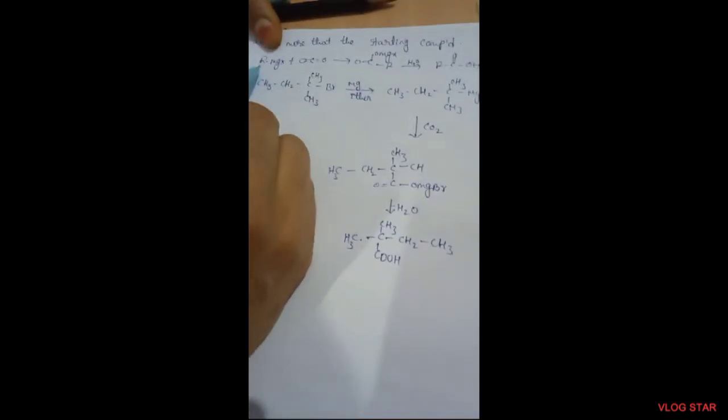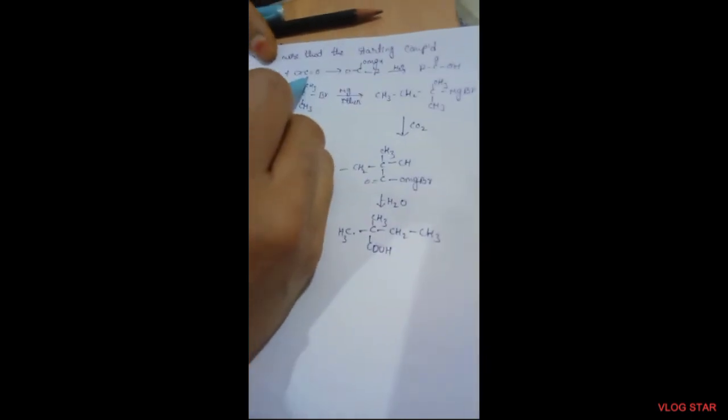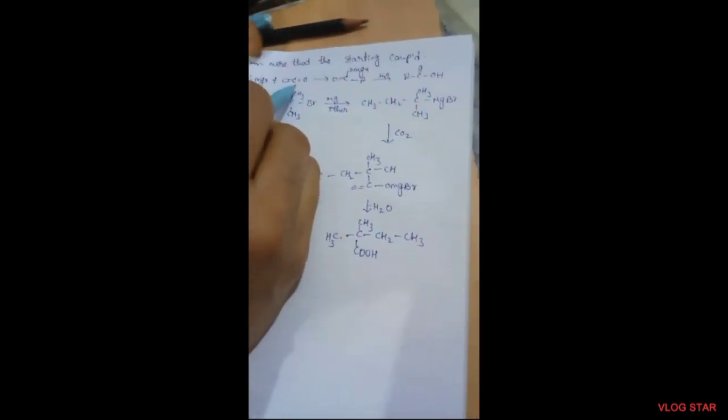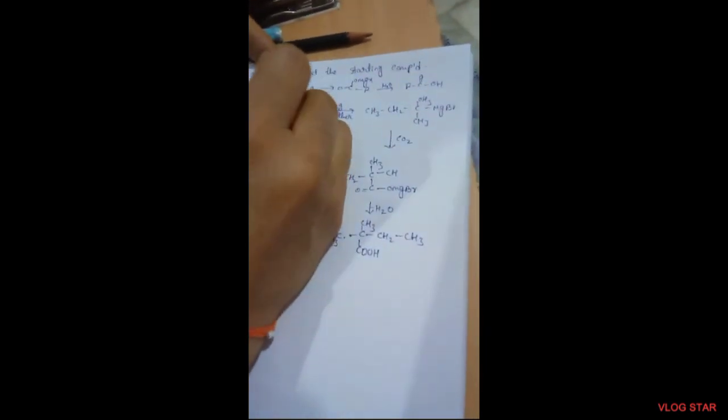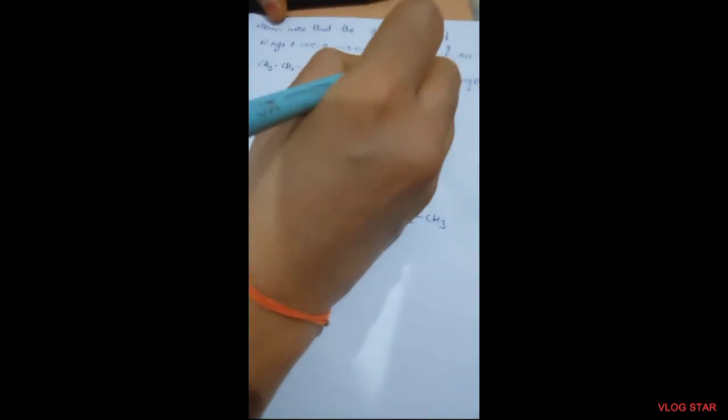See here, we use the Grignard reagent and react it with anhydrous carbon dioxide. What we get here? We get this intermediate.